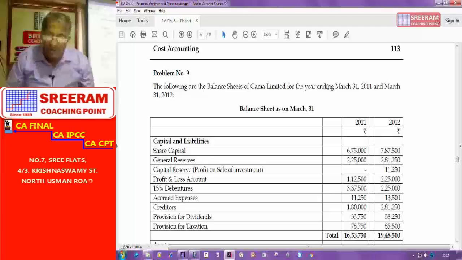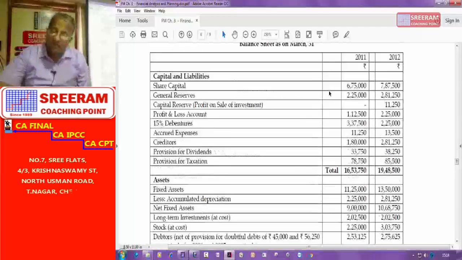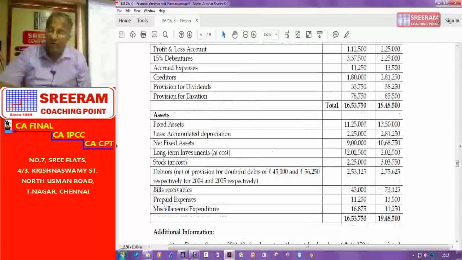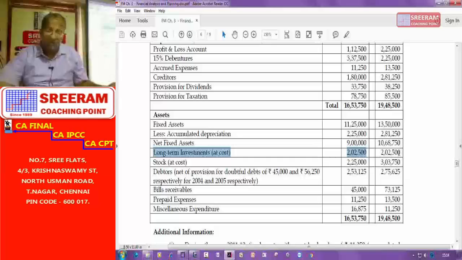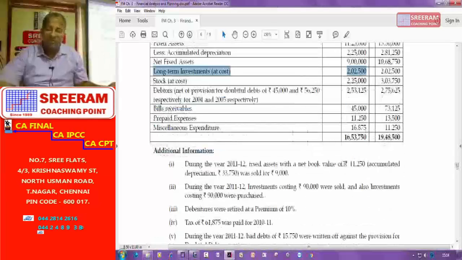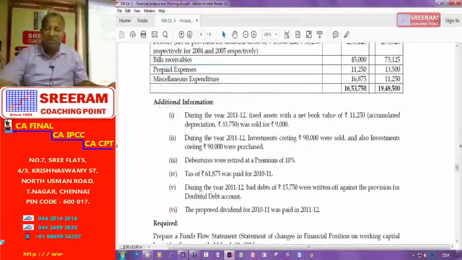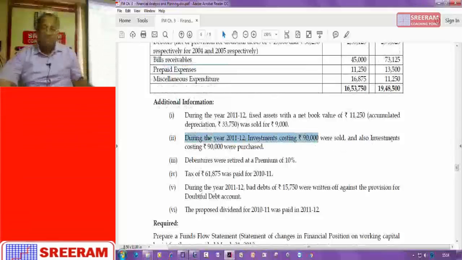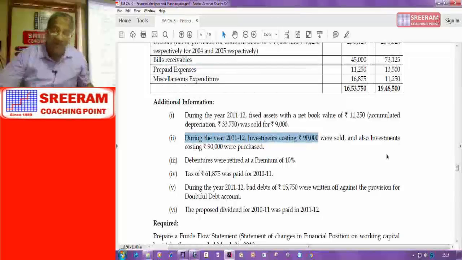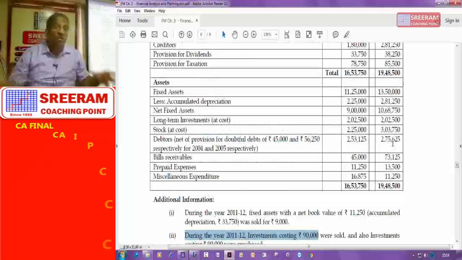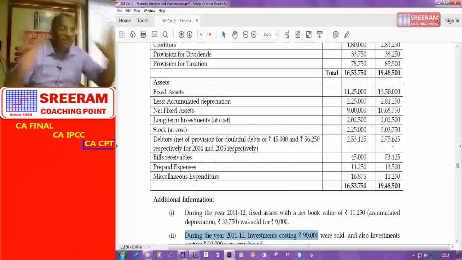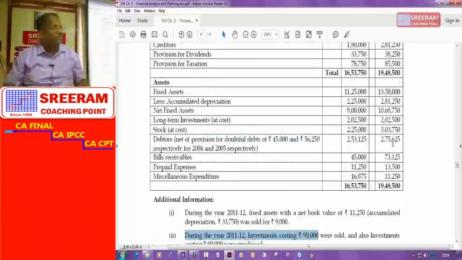Then capital reserve on sale of investment. Now let us just look at investments. So 202,500, 202,500. We might get the impression that there was no sale at all, whereas we do have. In this problem, they have said during the year 11-12 investment costing 90,000 were sold. Also investment of 90,000 were purchased. Because they have purchased and sold for matching values, you are getting the impression there was no change in investment. Actually, it is not so.